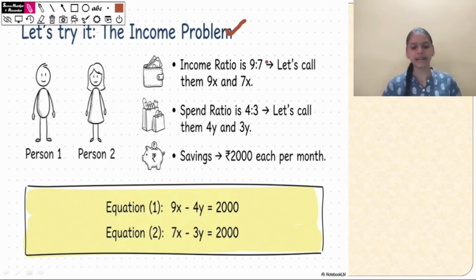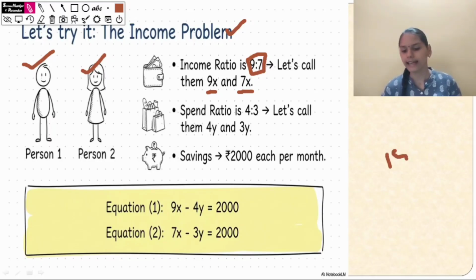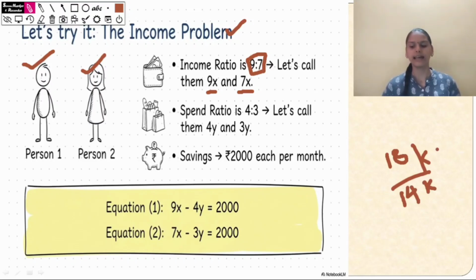Now, income ratio is 9 is to 7. Let's call it as 9x and 7x. The ratio of his and her income is 9 is to 7. In the sense, maybe the first person has 18K per month and she has 14K per month. K means 1000. Maybe he has 18K and she has 14K.